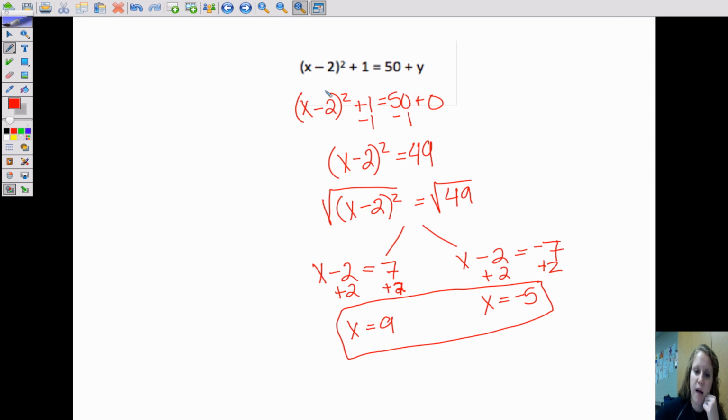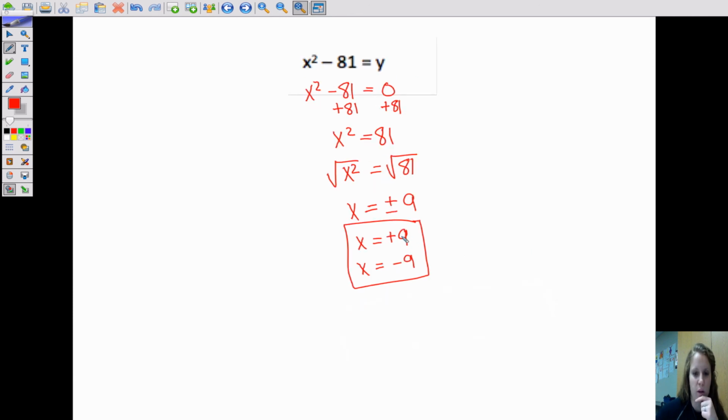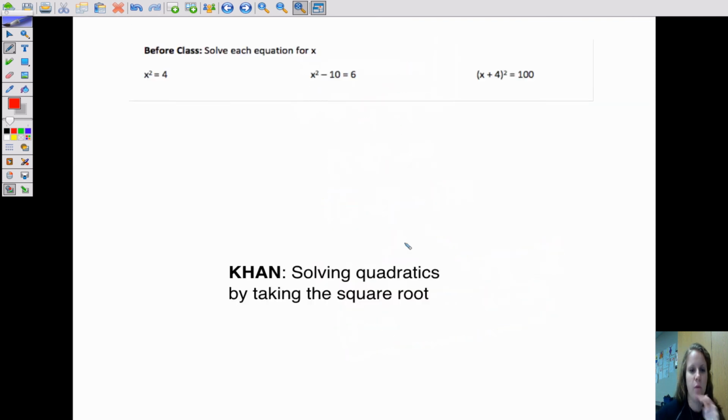So when we have a binomial squared, we'll have two different numerical value answers. When we have just an x squared, we'll have the same absolute value, but just a positive and negative. So before class, try this. This one you'll have a positive and negative of the same number. Here you'll have two different numbers. And then if you want to try doing some of this on your own, you can do the solving equations by taking the square roots.